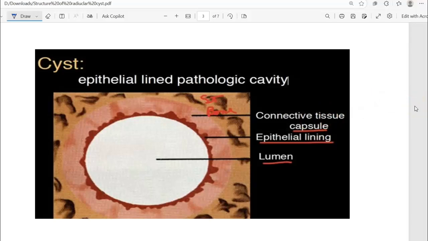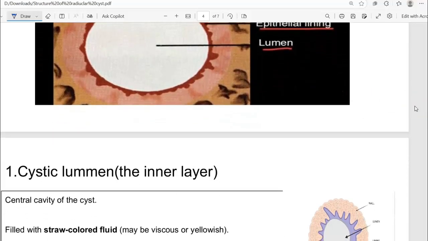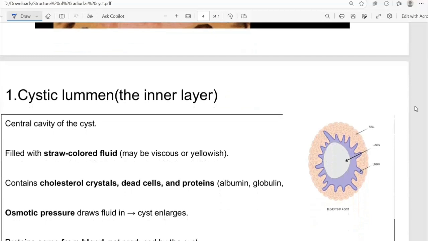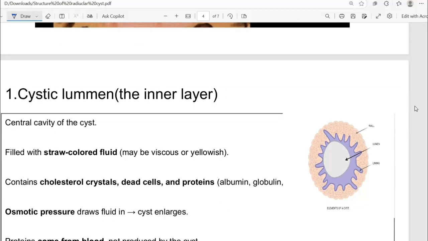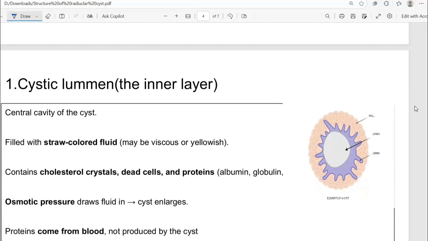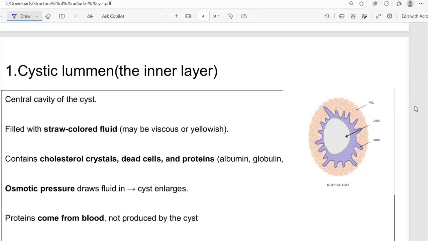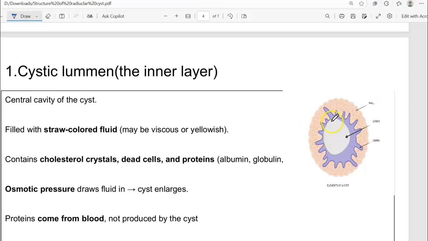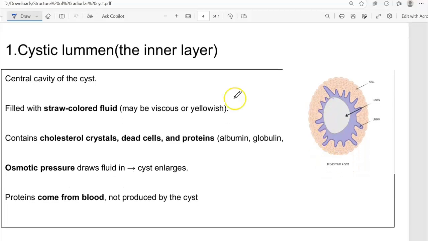Okay, now let's speak about each one individually. So the cystic lumen, or the inner layer, or the lowest part of the burger, is actually a big part when it comes to the cyst. As you can see, it's like a big circle in here, and usually the circle is filled with a fluid. Most of the time, it gives the whole cyst its consistency, even.